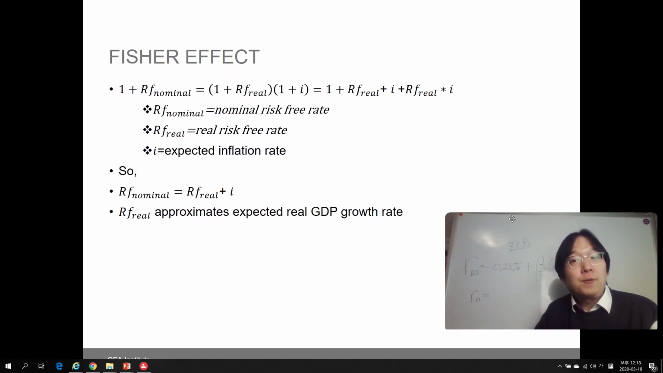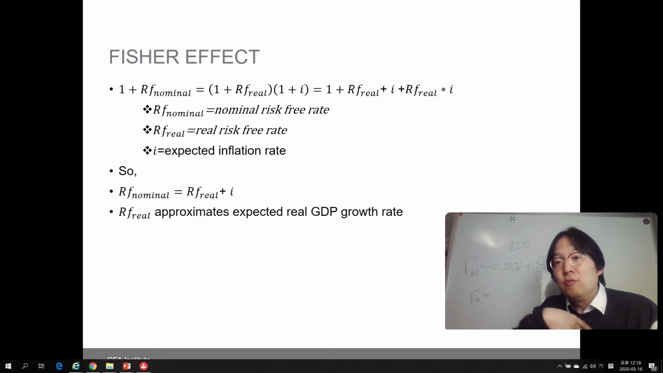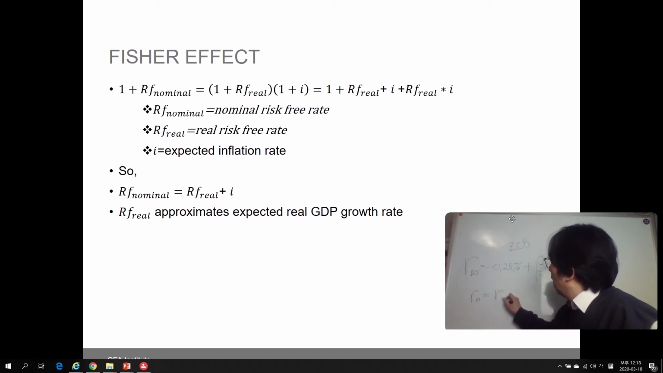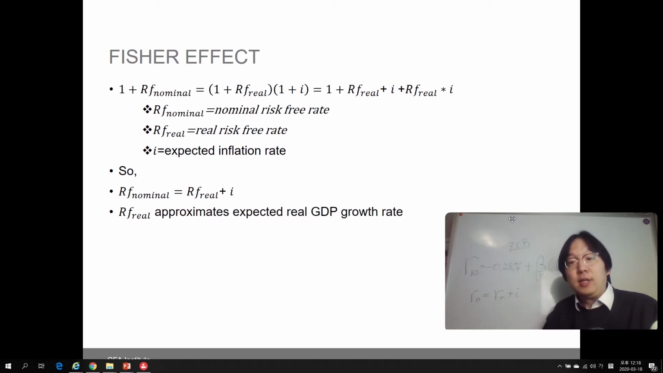And if you do the math and then realize that the multiplication of real RF times inflation rate is such a minimal magnitude, minimal number, you ignore it, cross it out, and then in an abbreviated fashion, we say what? Nominal rate will be equal to real rate plus inflation rate. Okay, inflation rate. The intuition, I told you about it before. You want to get compensated more than inflation, and then the real risk-free rate has to be there to make your nominal interest rate over there.